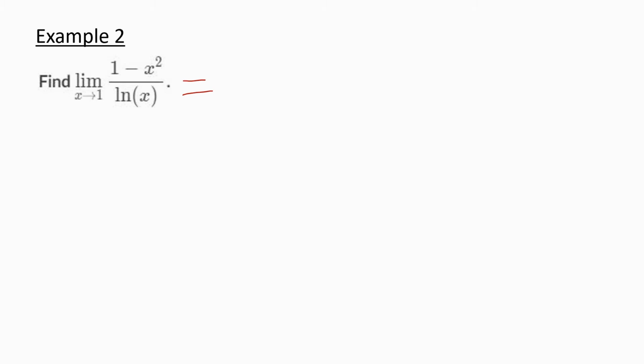Alright, let's do another one. Example 2. Find the limit as x approaches 1 of 1 minus x squared divided by the natural log of x. Once again, you should be in the habit of trying to use direct substitution if you can. So let's try that right here. 1 minus 1 squared, which is 1, divided by the natural log of 1. Well, we know that 1 minus 1 is 0, and that the natural log of 1 is also 0. So once again we have this indeterminate form.